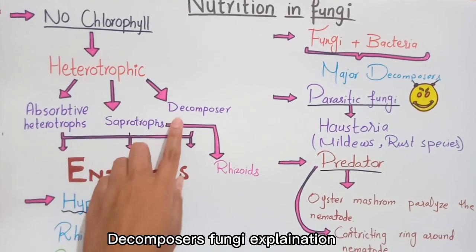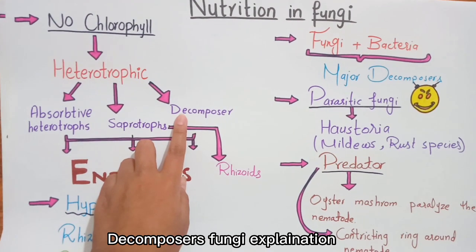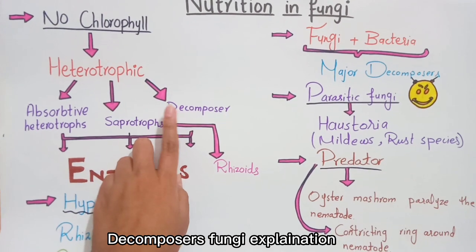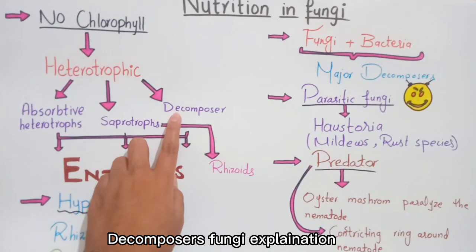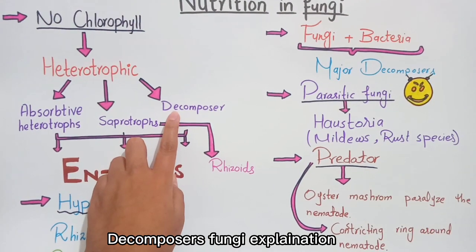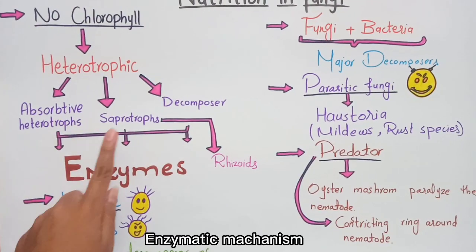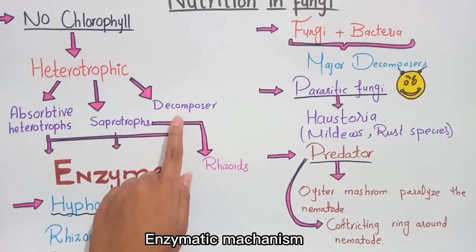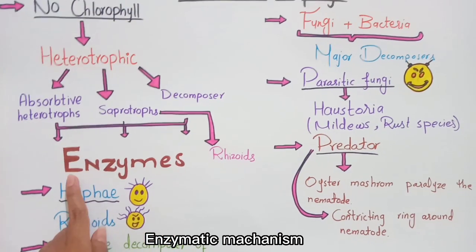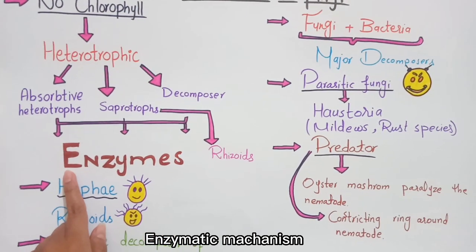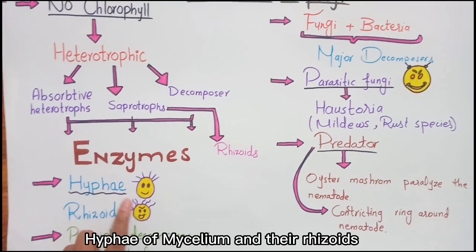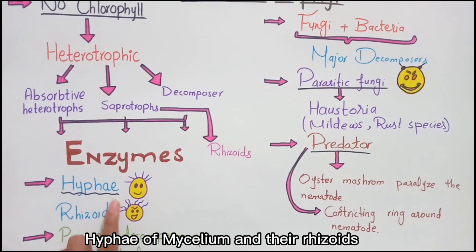Here, decomposer fungi are the ones that feed on living organisms and decompose the complex organic matter into simpler ones and then absorb these substances. These three, the absorptive heterotrophs, saprotrophic heterotrophs and decomposer heterotrophs, release enzymes for their activities and processes. Okay. And for anchorage, fungi have rhizoids.